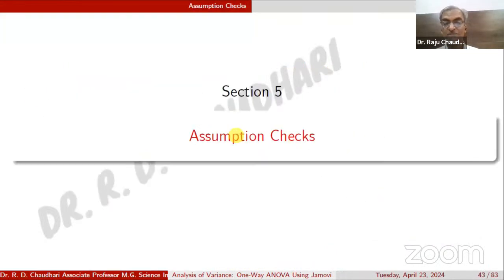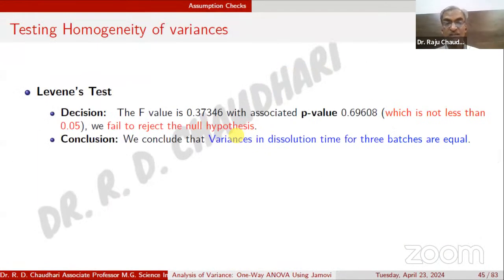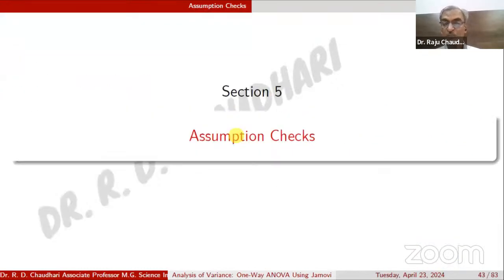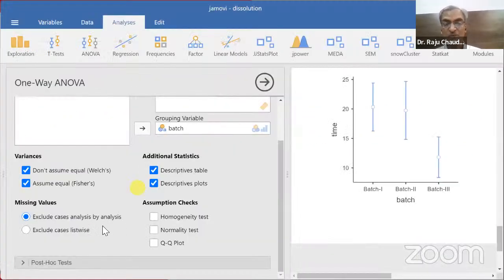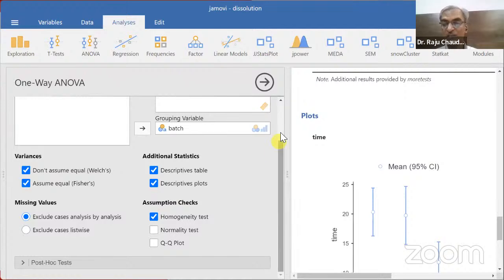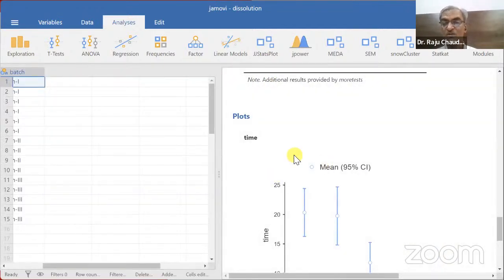So look at this assumption check. Now see, for the assumptions, we have this test, the homogeneity test. Now, what is that actually, the homogeneity test? So look at this.